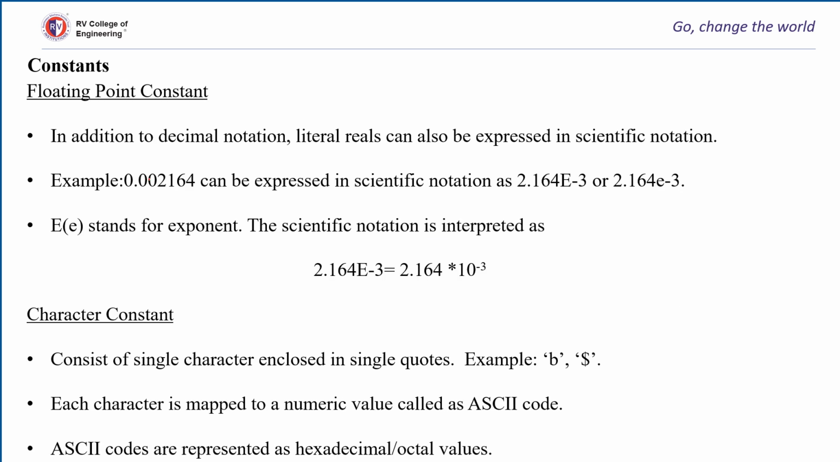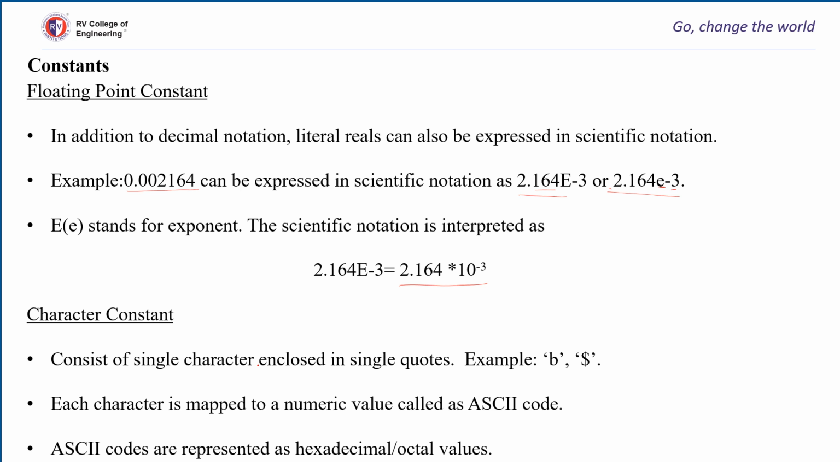Now how do we represent it in a scientific notation? For example, I have this number 0.002164. It can be expressed in a scientific notation as 2.164e. Since I've shifted the decimal point towards the left by 3 places, I will write it as e minus 3, or I can even represent it as 2.164 small case e minus 3. So e indicates it is an exponential value. Now how do we interpret such a value? It is interpreted as 2.164 into 10 to the power of minus 3.